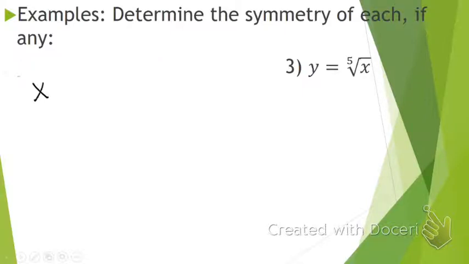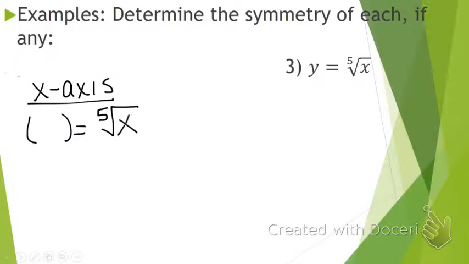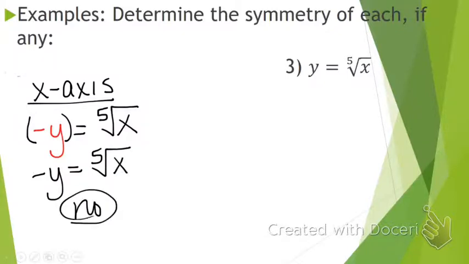So x-axis symmetry. I'm going to put a negative y in, and that just simplifies down to negative y equals the fifth root of x. Well, that's not the same, so that's a no. Moving on to y-axis symmetry.